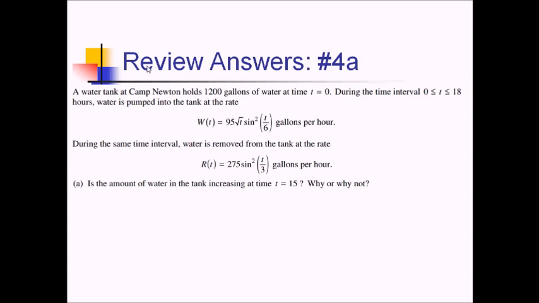On this problem, a water tank at Camp Newton, where they sing about derivatives and integrals, holds 1,200 gallons of water at time 0, and during the interval 0 to 18 hours, water is pumped into the tank using this W of t rate, and during the same interval, water is removed from the tank at a rate given by R of t, and all this is in gallons per hour. So there's your setup. We have a rate in and a rate out, and I mean, we know where this is going, so I'm just going to enter these in the calculator right away.